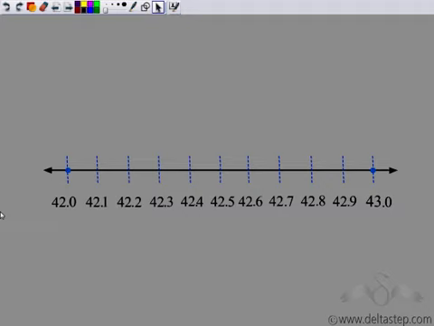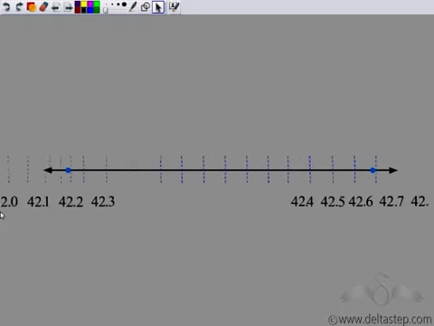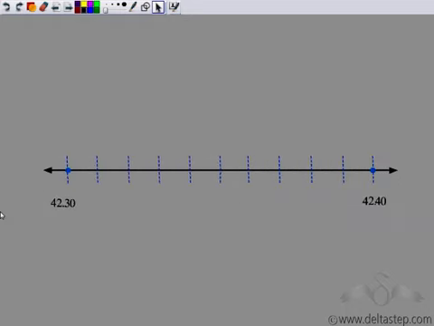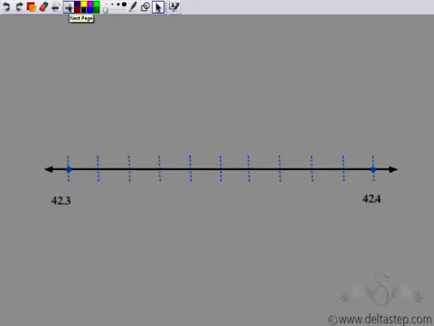Now the question is, can I further find a number between any two consecutive decimal numbers, say 42.3, 42.4? I again divide it into 10 equal parts. And this is what I get, 42.3, 42.4. I divide it into 10 equal parts. So now the question is, how do I have decimal numbers to represent this? How will I do that? What I have done basically is, I have divided the tenth distance into 10 equal parts.